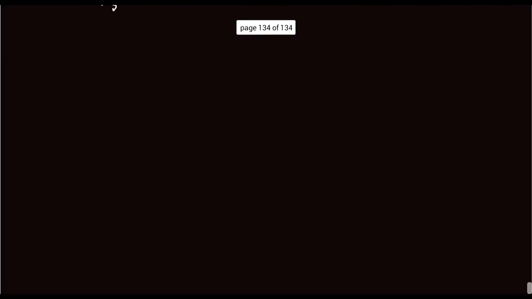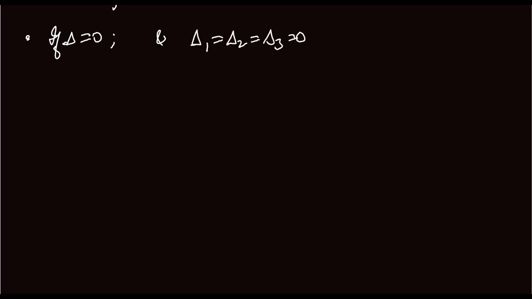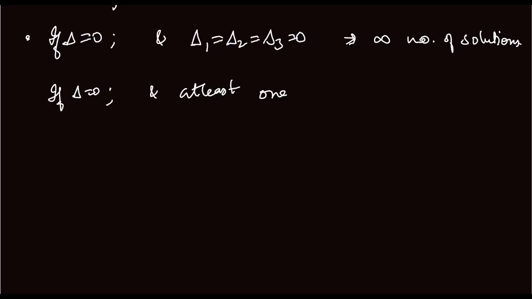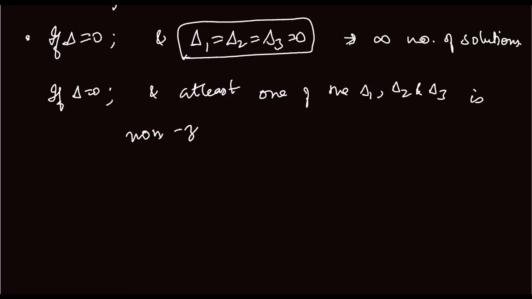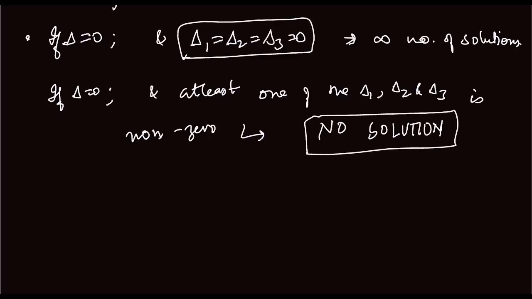What if delta is equal to 0? We are going to discuss that condition now. If delta is equal to 0 in these non-homogeneous linear equations, and of course one more condition, that delta 1 = delta 2 = delta 3 = 0, they are also 0, then we have an infinite number of solutions. What if delta is equal to 0 but at least one of delta 1, delta 2 and delta 3 is non-zero? In the earlier case all three were 0, but what if at least one of them is not 0? Then we have, and this is the most important condition, no solution, because many a time this situation arises.